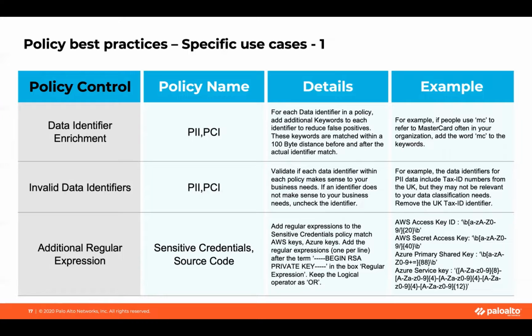Another thing you can do is validate that each data identifier suits your business need. Otherwise, remove them. For example, you can remove the UK tax ID identifier if that does not make sense to your company. You can also add additional regular expressions to find more sensitive content. For example, you can add an additional expression to match AWS sensitive content, such as AWS Access Key ID.